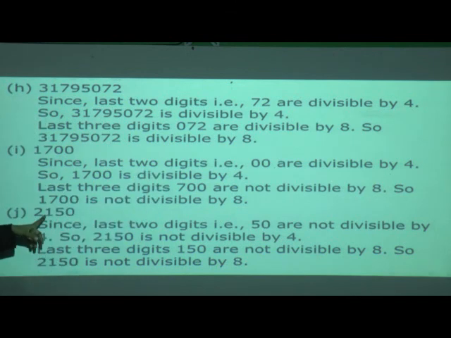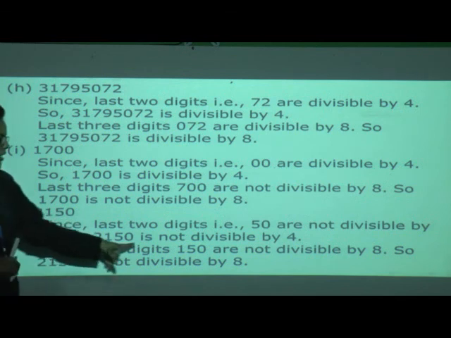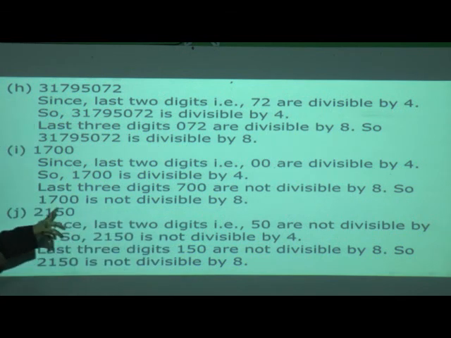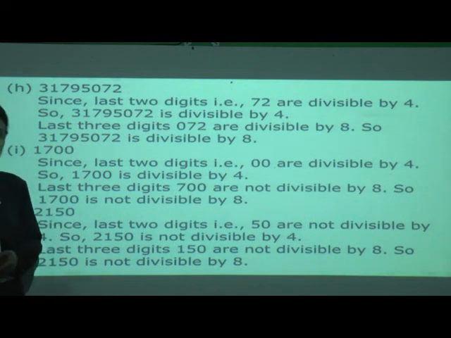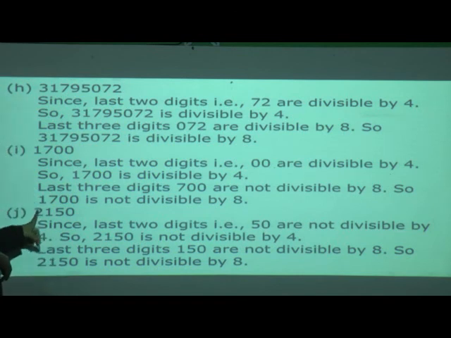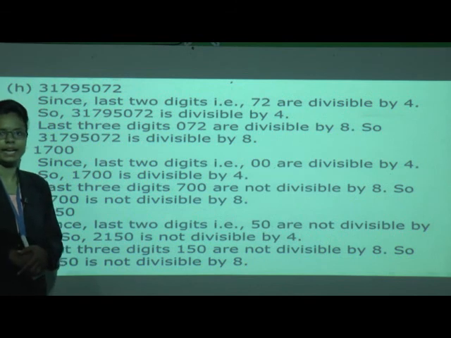Okay. Next sum, 2150. Since the last two digits, 50, are not divisible by 4, 2150 is not divisible by 4. Let us see for 8. We have to take the last three digits, that is 150. Again 150 is not divisible by 8. So the number 2150 is not divisible by 8.